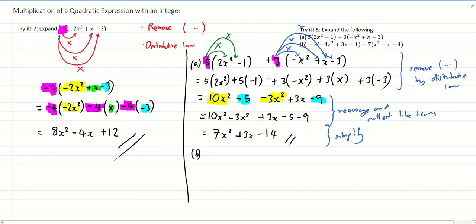So part B, we have negative 2 bracket negative 4x squared plus 3x minus 1, minus 7 bracket x squared minus x minus 4. So far you see I've been highlighting all the important things I need to do. Over here I've highlighted the things that I'm going to distribute. Then I highlight all the like terms.